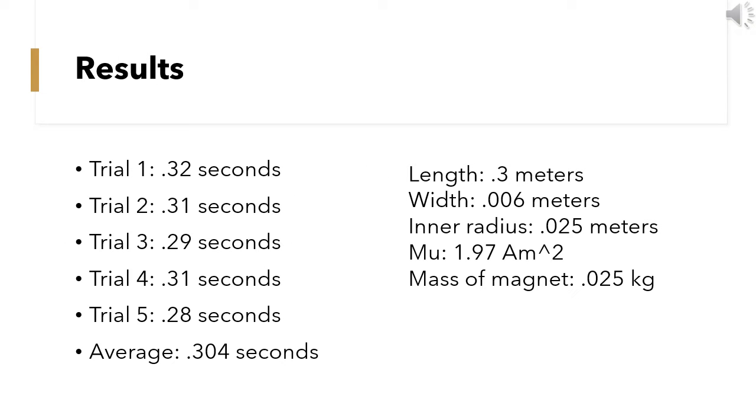Here are the results of my lab. After dropping the magnet 5 times, I got an average value of 0.304 seconds to travel through the tube. Along with measuring time, I also gathered the length, width, and radius of the foil, as well as some important values for the magnet, which I got from my Lab 3.